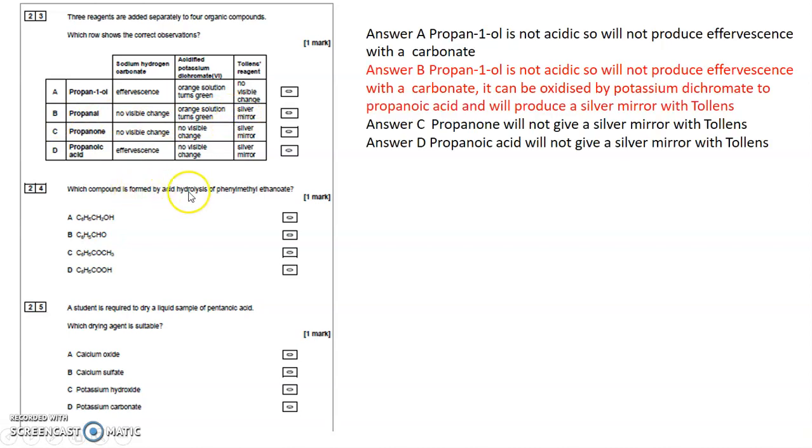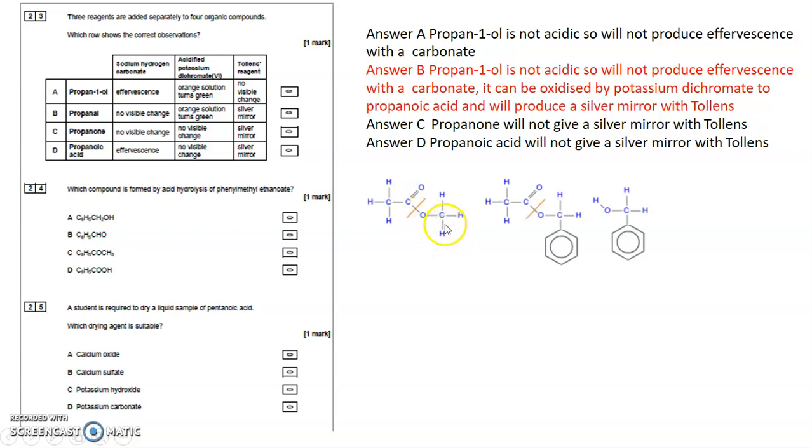Which compound is formed by the acid hydrolysis of phenyl methyl ethanoate? We need to first of all work out what phenyl methyl ethanoate is. Well, let's work out what methyl ethanoate is first of all, and then put a phenyl group onto the methyl group. So methyl ethanoate. Ethanoate looks like that. It's an ester, C double bond O. Methyl, you always start labeling an ester from the right hand side. Methyl, and then 2 carbons, eth. And then this C double bond O is an ester, ethanoate, methyl ethanoate.